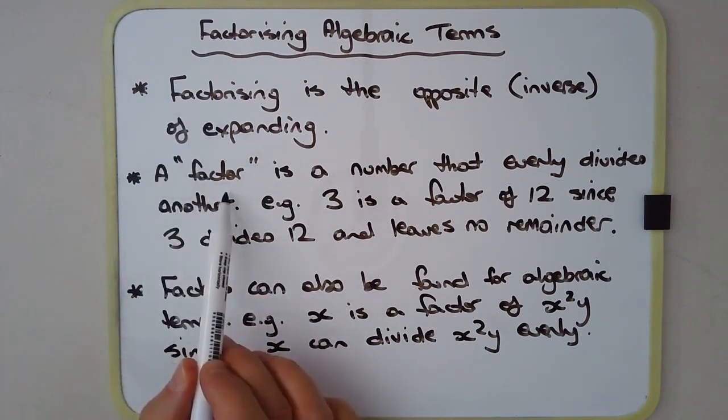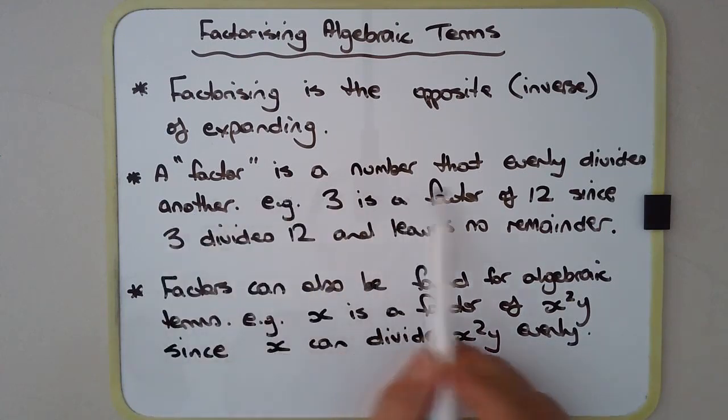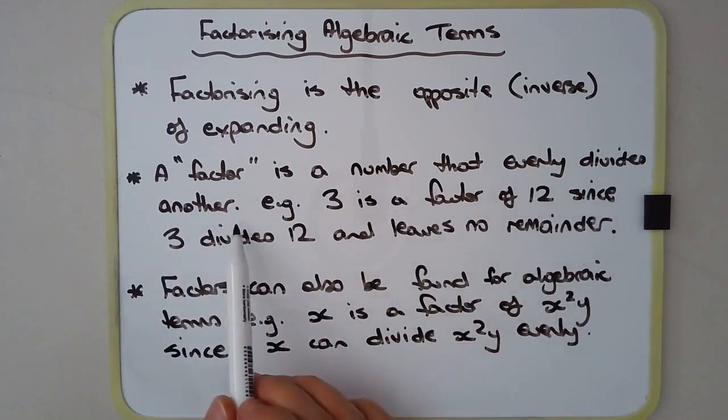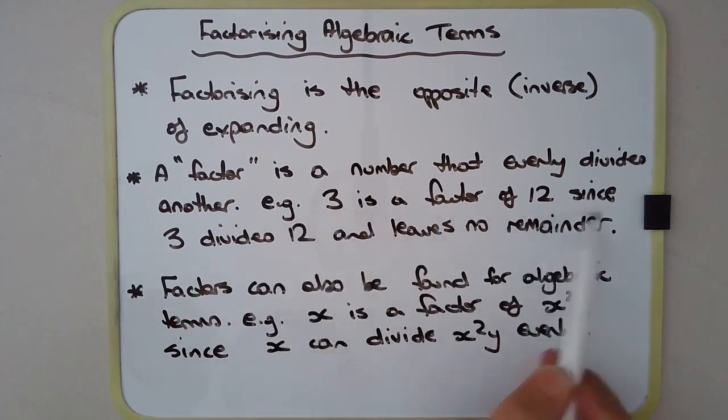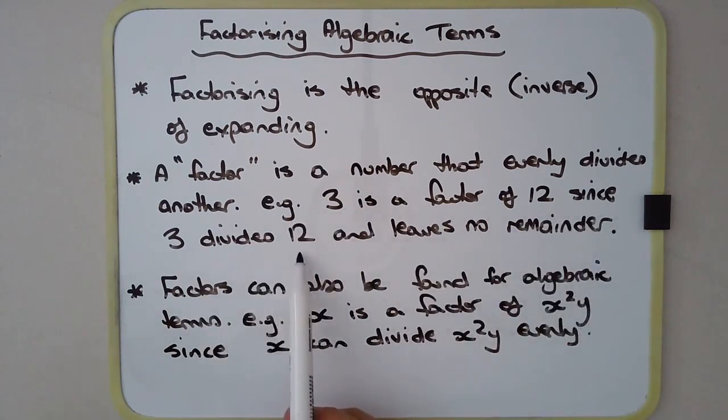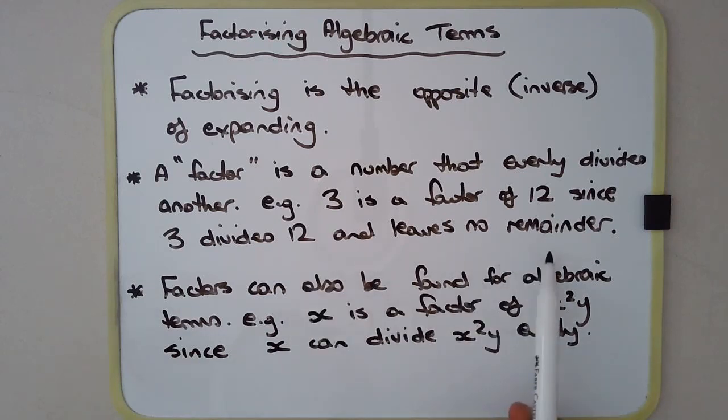So what is a factor? A factor is a number that evenly divides another. I'll give you an example. 3 is a factor of 12. How come? Because 3 can divide 12. You do 12 divided by 3 and it doesn't leave any remainder. So we call that dividing evenly. We'll see the word even or evenly coming up later on.